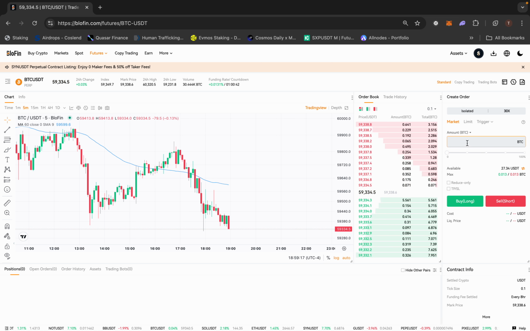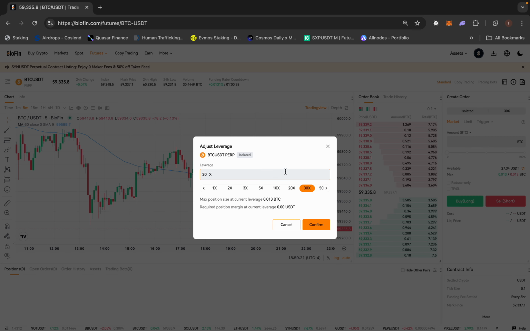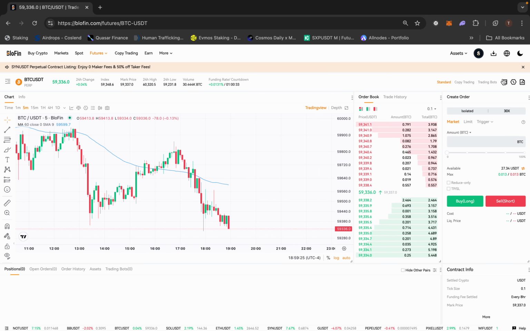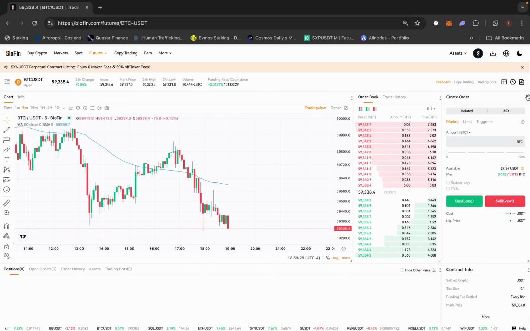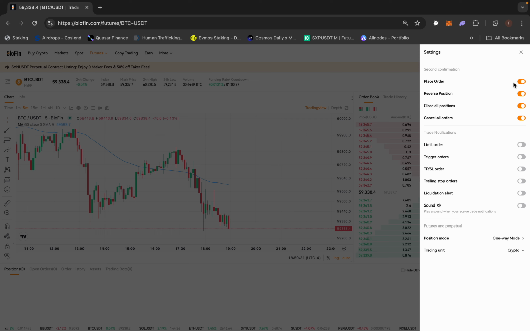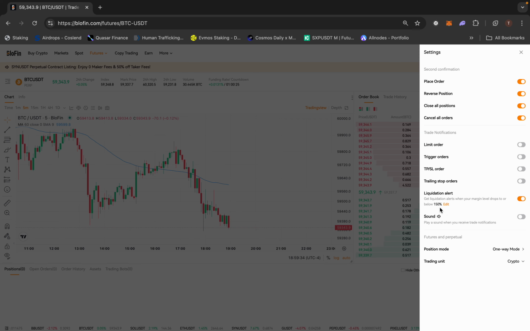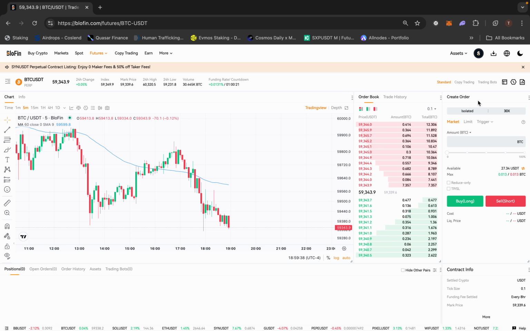So the first thing we're going to talk about would be cross versus isolated leverage. And you can see here, this is isolated, but you could change this to cross if you wanted to. I think by default, you would be sitting at cross. And the reason why I bring this up is because personally, I would never use cross. Just not my thing. And here's why.